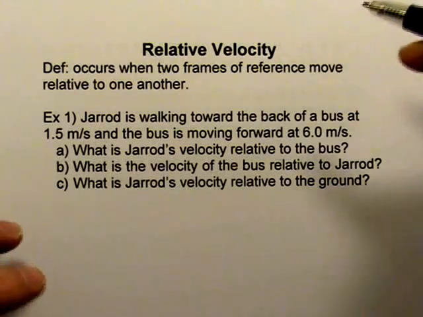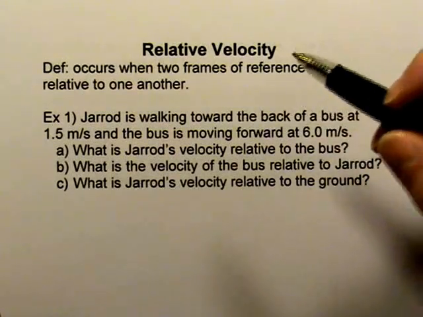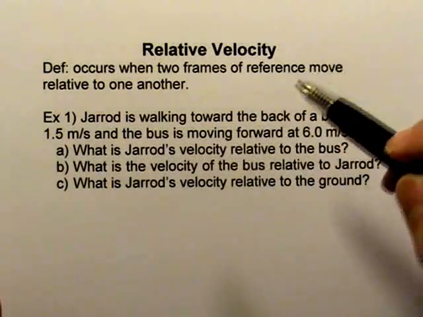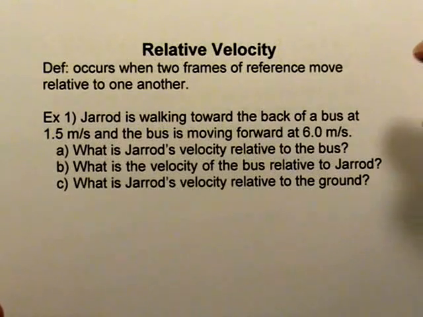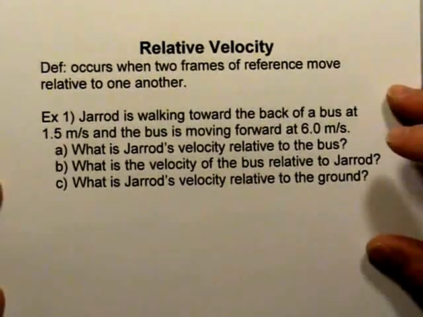What we would like to do is to look at how we combine those together in an appropriate way so that we can measure the velocity of a person relative to the bus or relative to the ground or to any other frame of reference that might be occurring. And really one of the easiest ways to do this is to just simply look at examples.